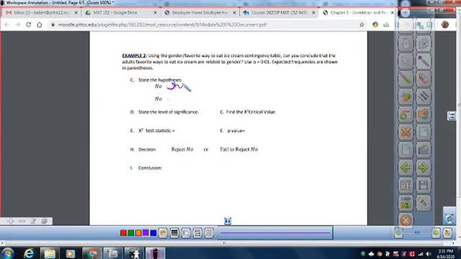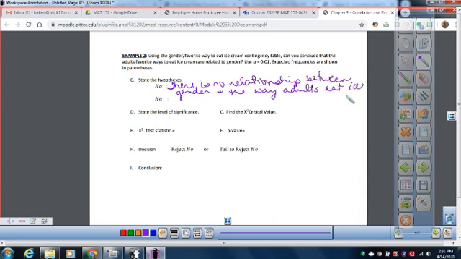So you would say for the null, there is no relationship between gender and the way adults eat ice cream. And I apologize for my handwriting because on this slate it's very ugly. So no relationship for the null. The alternative, there is a relationship.